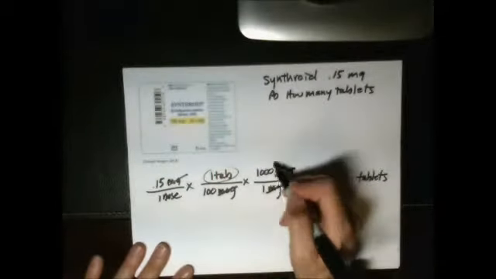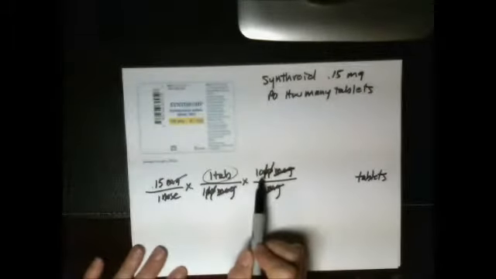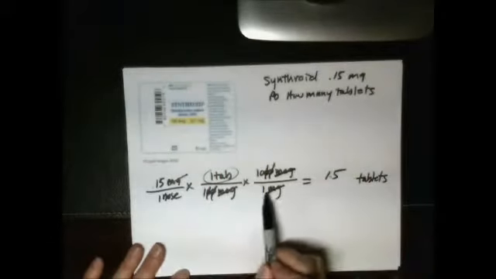That's what we want. Let's cancel some of these zeros because we're allowed in algebra. So we're going to have 0.15 times 10 times 1 times 10 equals 1.5, and 1 times 1 times 1 equals 1. So we're going to have 1.5 tablets.